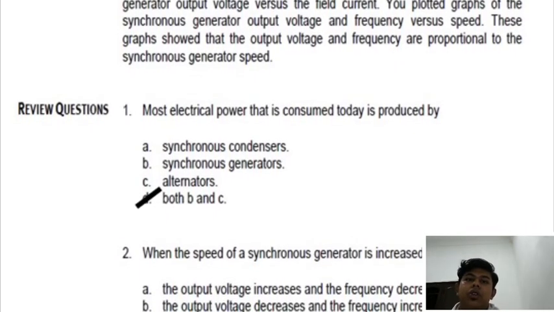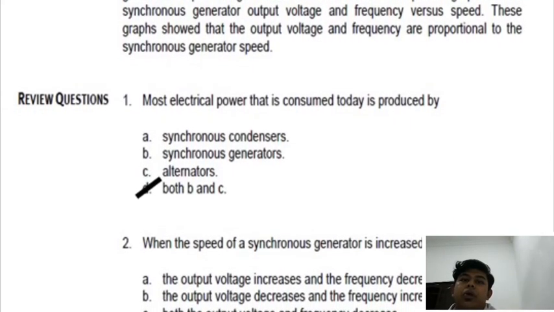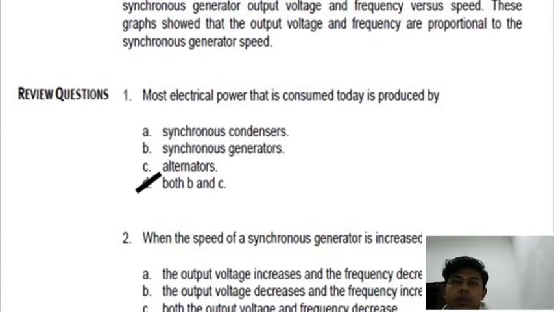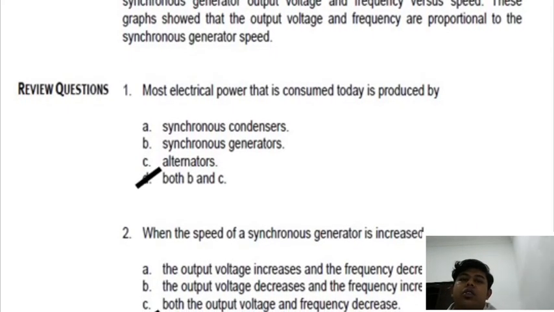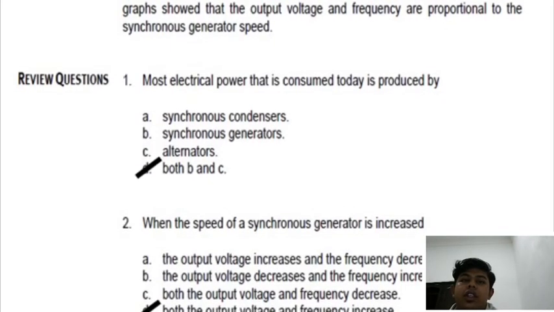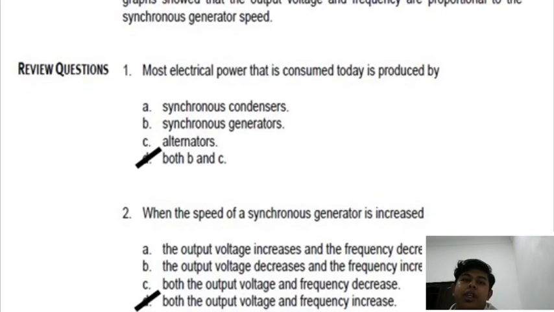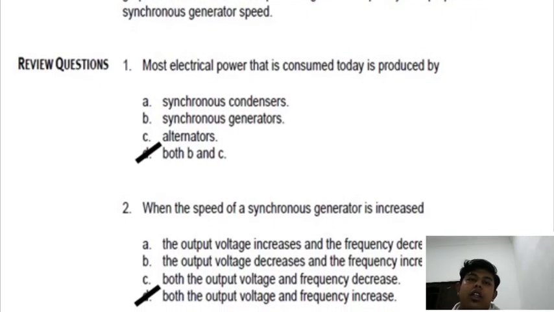Okay, for the review questions, the first question: most electrical power that is consumed today is produced by A. Synchronous condenser, B. Synchronous generator, C. Alternator, D. Both B and C. So the answer is D, both B and C, which are synchronous generators and alternators.